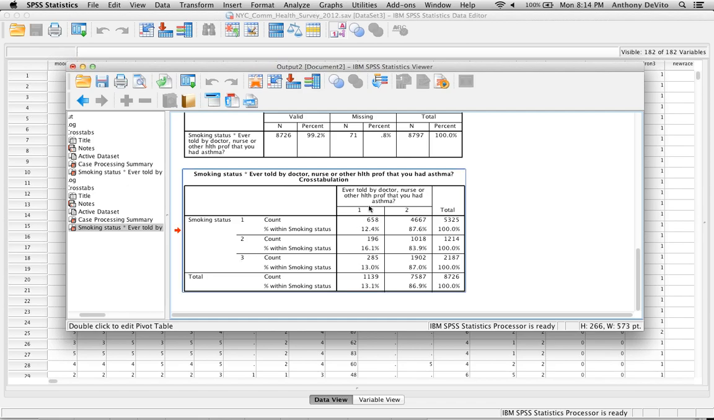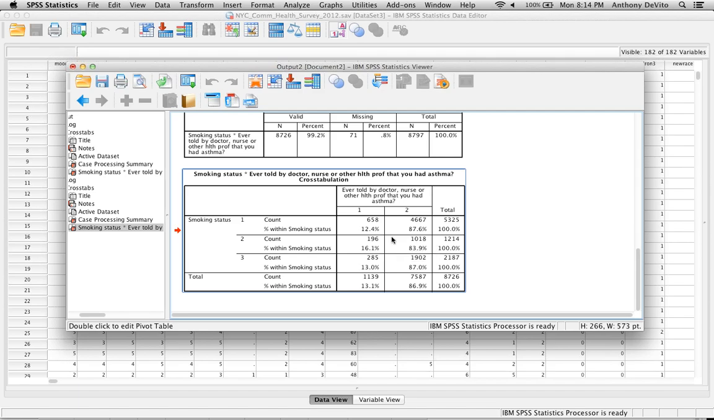I'm speculating. And this one might represent have been told that you have asthma. In fact, given the numbers, I'd say that's almost definitely what it says. Okay, in the past year, and 2 means you haven't been told that you have asthma. Now, our null hypothesis is that there's no association between smoking status and having been told by a doctor in the past year that you have asthma. I don't know what the outcome is going to be here.